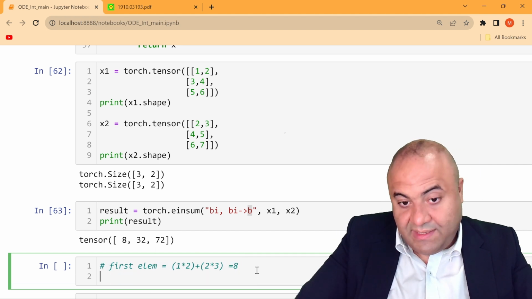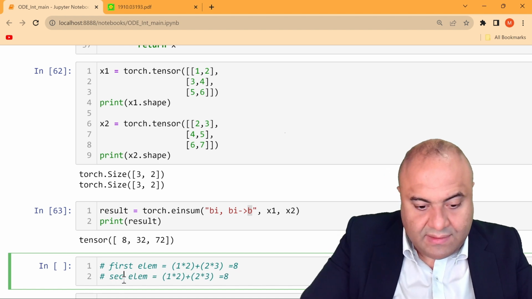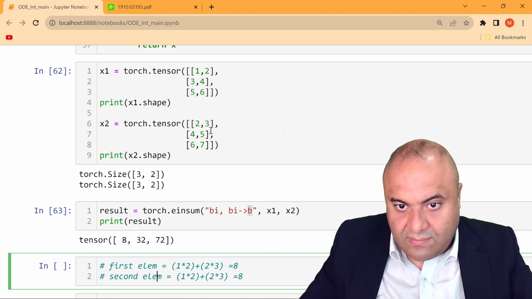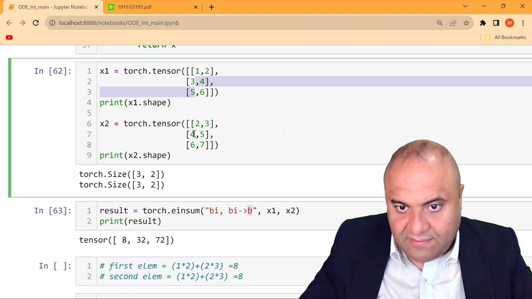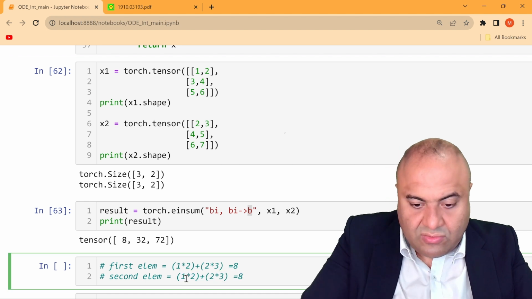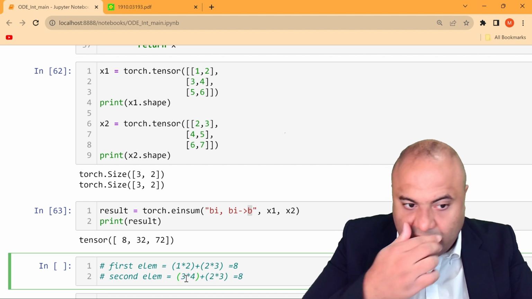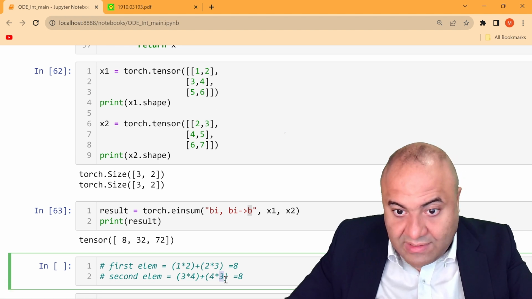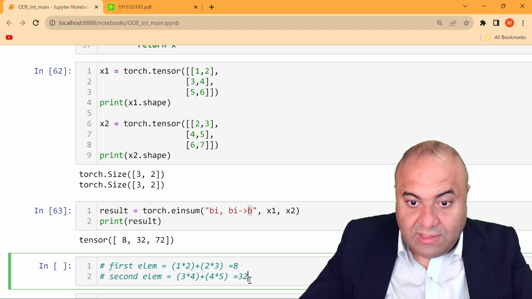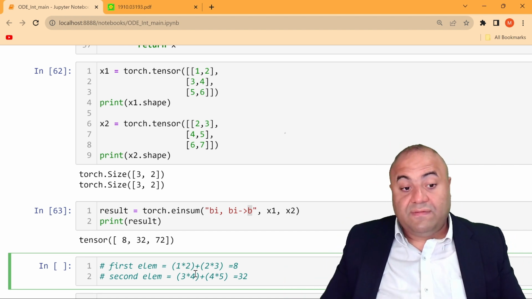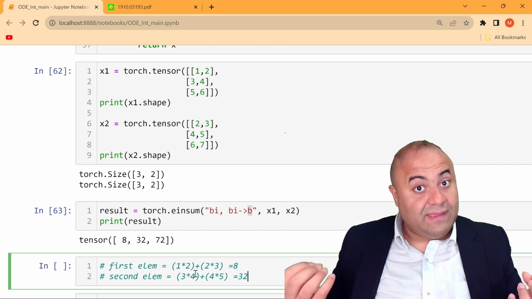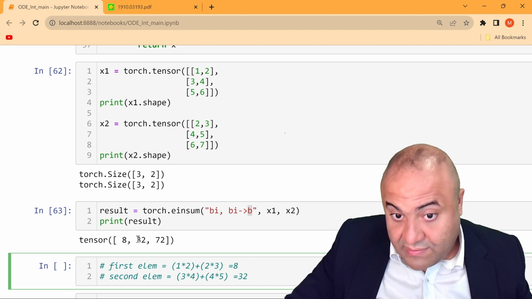The second element will be 3 multiplied by 4 and 4 multiplied by 5. If you do the math, it will be 32. 3 multiplied by 4 is 12, 4 multiplied by 5 is 20, and 20 plus 12 is 32. So we put 32 in here.